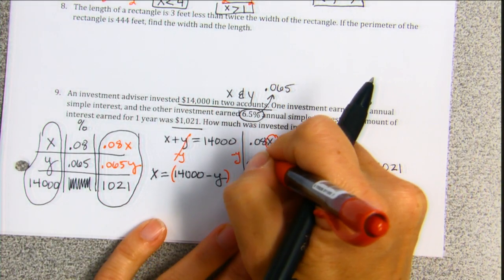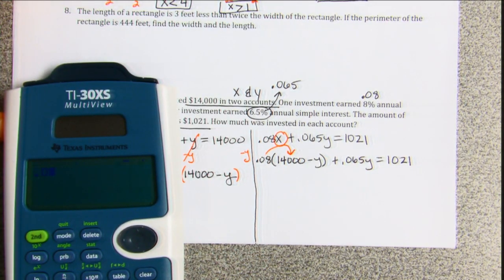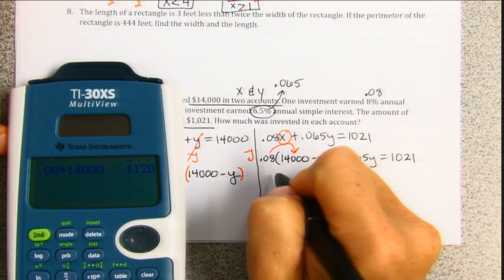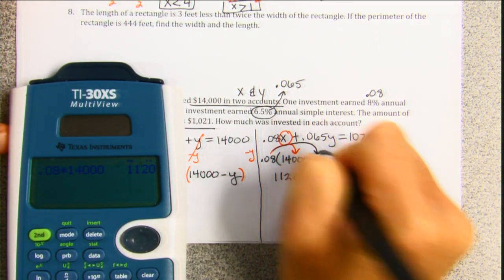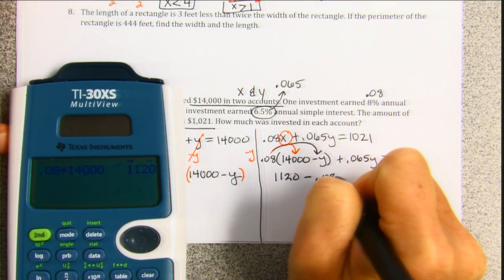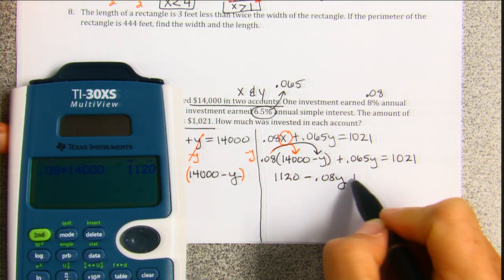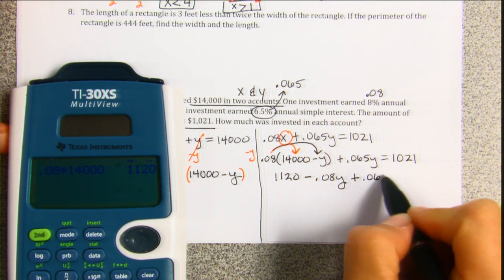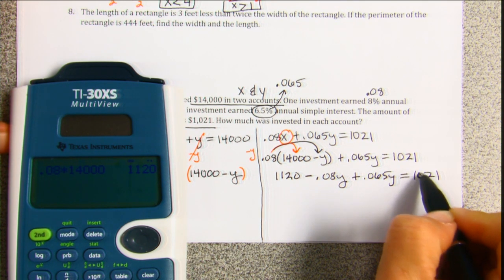So if I take 0.08 times 14,000, that's 1120. And then 0.08 times negative y is a negative 0.08y. Then we rewrite the rest of that problem that we didn't work with. So plus 0.065y equals 1021.